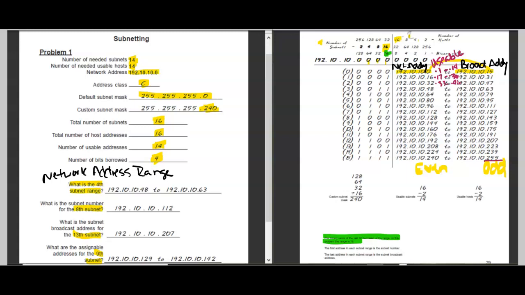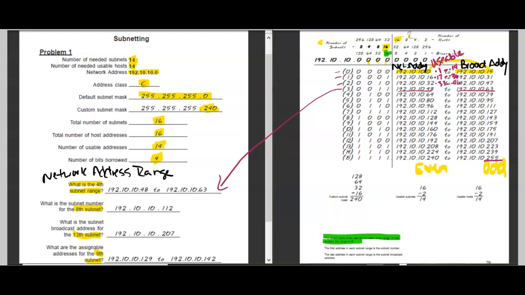So if we're going to solve this, it says what is the fourth subnet range? Again, I'm saying what's the network range? So fourth, 0 is 1, 1 is 2, 2 is 3, 3 is 4. So my fourth range is 192.10.10.48 to 192.10.10.63. And you'll notice that that's what we fill in right here.